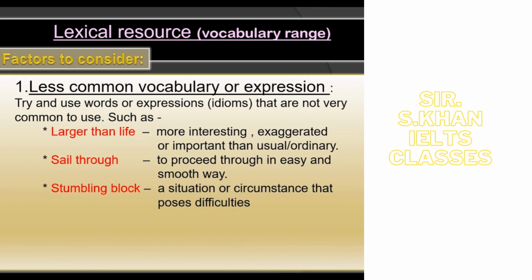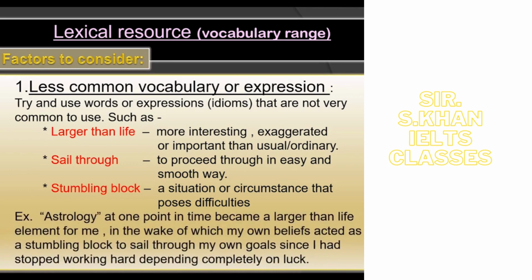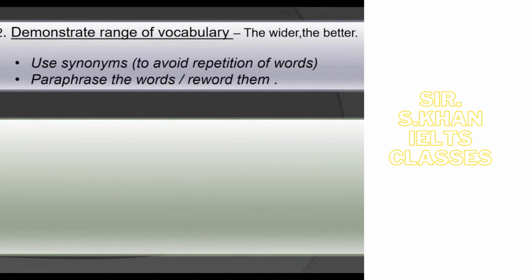Now let's try and use all these three in one complex sentence using conjunctions. Shall we? Okay. Astrology at one point in time became a larger than life element for me, in the wake of which my own beliefs acted as a stumbling block to sail through my own goals, since I'd stopped working hard, depending completely on luck. Next, demonstrate a range of vocabulary. The wider, the better. Use synonyms to avoid repetition of words.